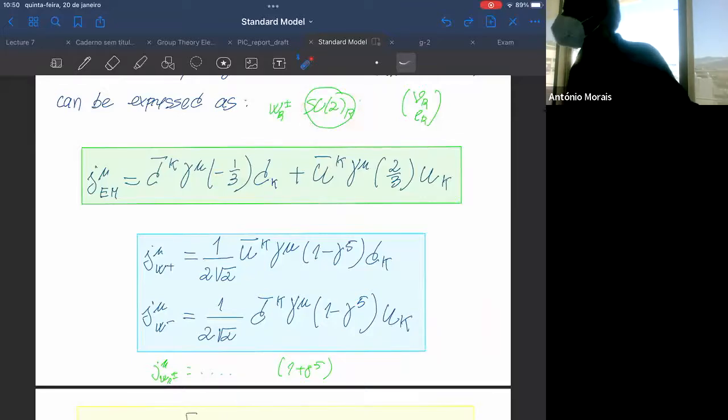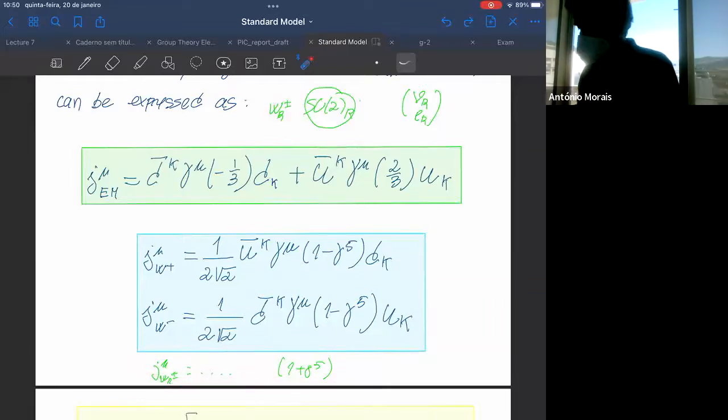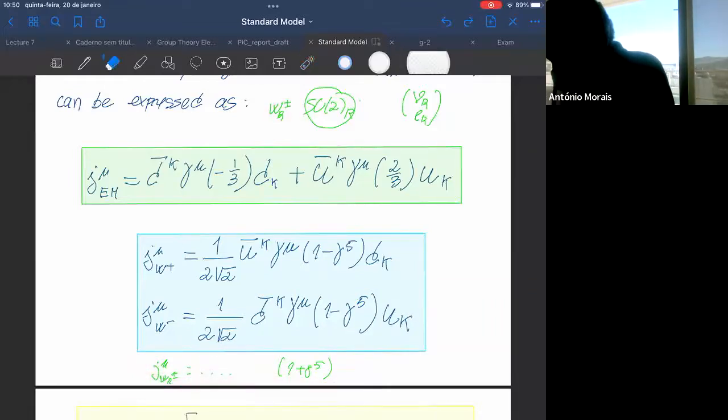Depending on the mass scale that you want to give to the right-handed neutrinos, it will set the mass scale of these W bosons, and eventually also some Z prime bosons. If they are light enough, a few TeV, maybe they can be searched for at the LHC. If they are much heavier, if the right-handed neutrino is at the GUT scale, then these Ws are also at the GUT scale, and there is no way you can ever see these currents. So let me just erase this.